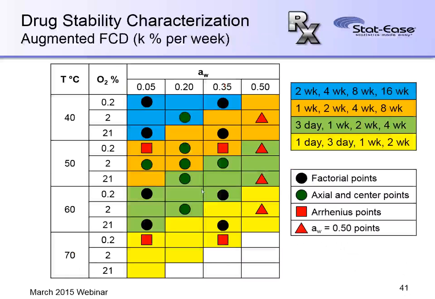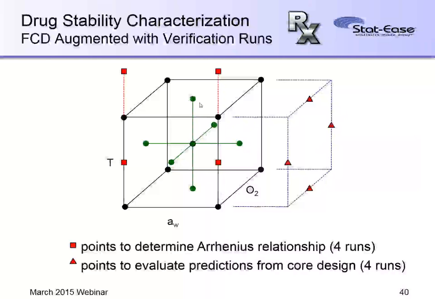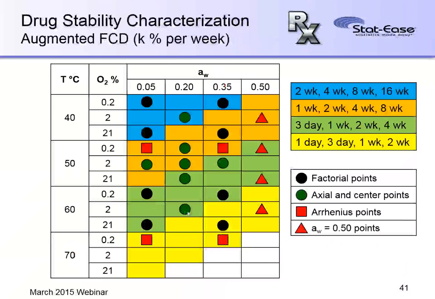Okay, so this slide is a little technical, and I'll do my best to try to explain it concisely. What we see here is that temperature varies from 40 to 70. Oxygen takes the levels of 0.2, 2, and 21%. And the water activity is 0.05, 0.20, 0.35, and 0.50. The black dots correspond to these circles here in the design space. They are part of the original design and will be used. I'm sorry, the black dots and the green dots are actually the model building points here.